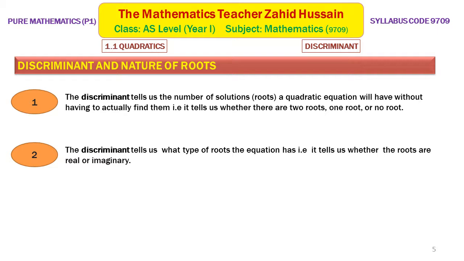And secondly, discriminant tells us what type of roots the equation has, whether the roots are real or imaginary. You know that when the expression within the square root is a negative number, then we say that there is no real root or solution, because the square root of a negative number cannot be determined.